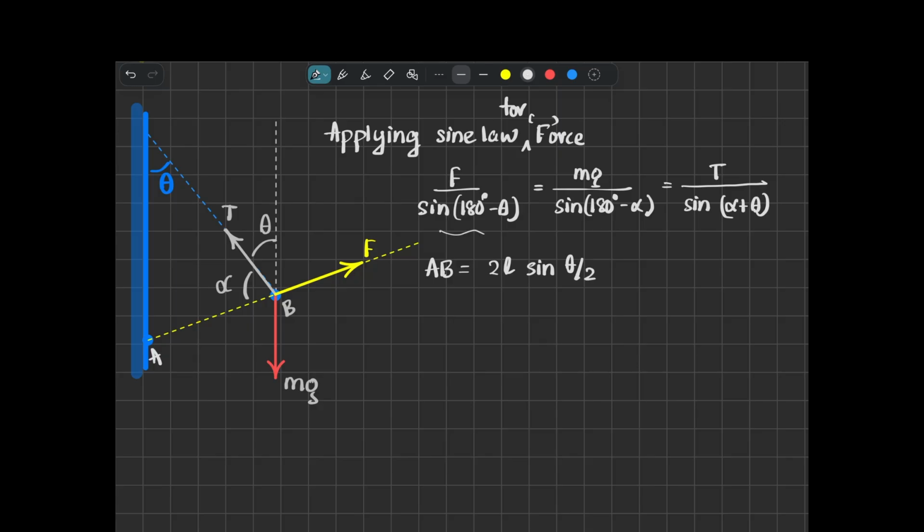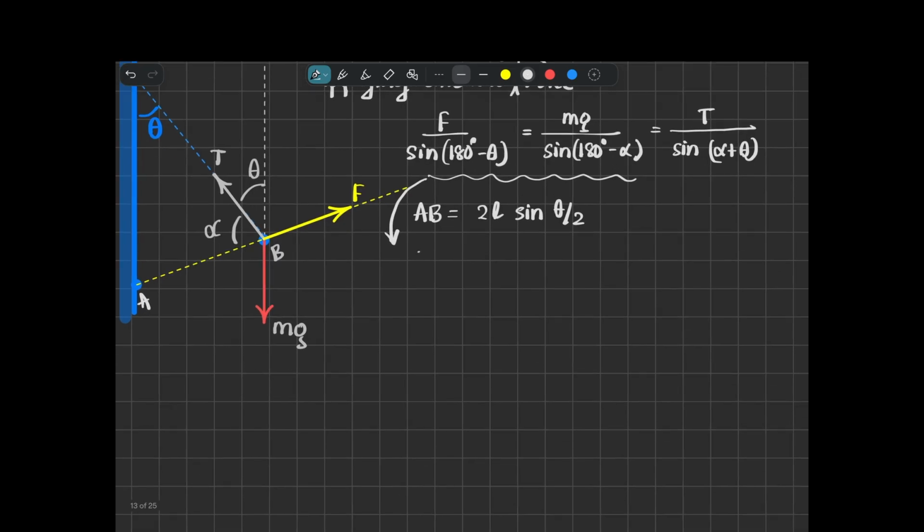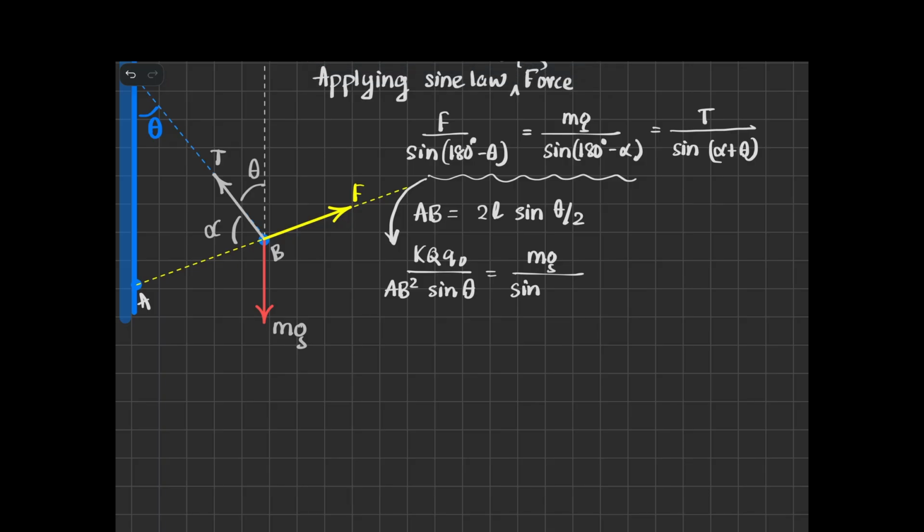If I write these two terms together, the equation looks this way. F becomes K Q naught by AB square, the side AB. We are applying Coulomb's law, K Q1 Q2 by R square. This much should be equal to mg by, here there is another term I am leaving, AB square into sine theta, because the term here says F by sine 180 minus theta, which is equal to sine theta.